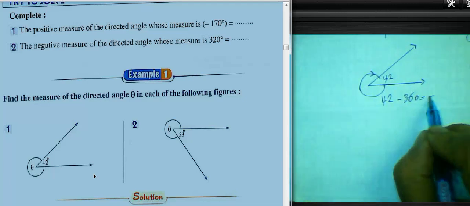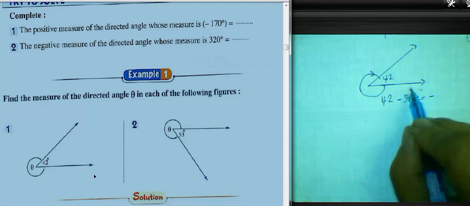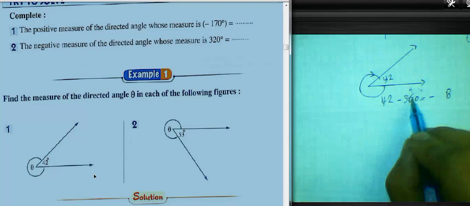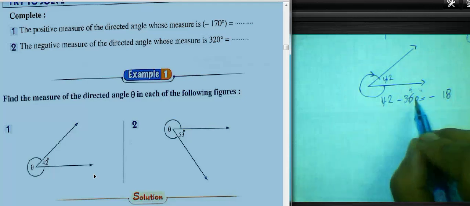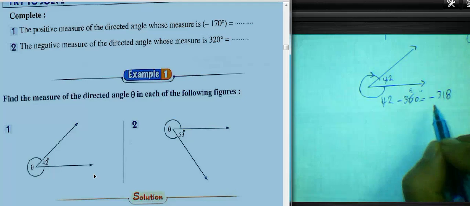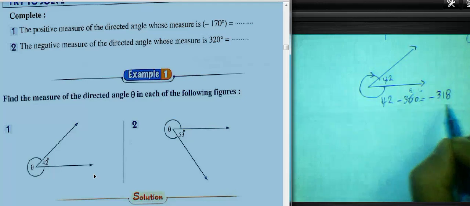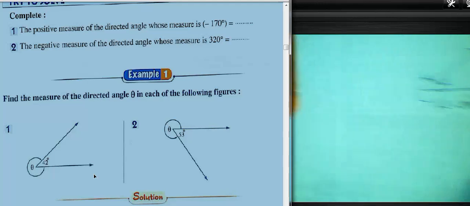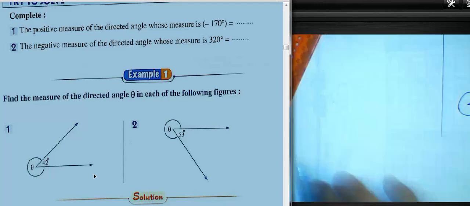The result will be negative... 10 minus 2 equals 8, 5 minus 2 equals 3, 5 minus 4 equals 1. We write 3 here. So the result will be negative 318. And another, look at another question.